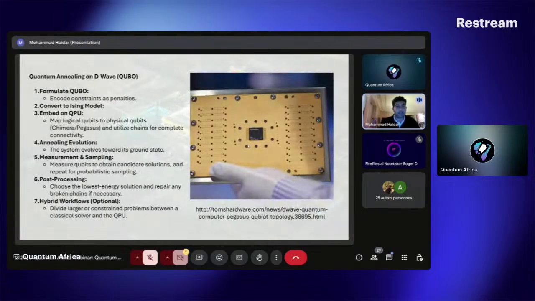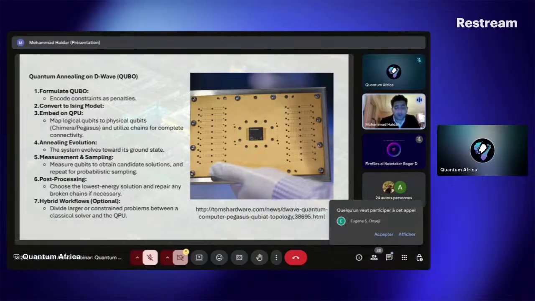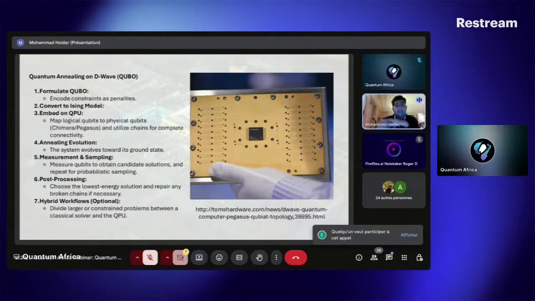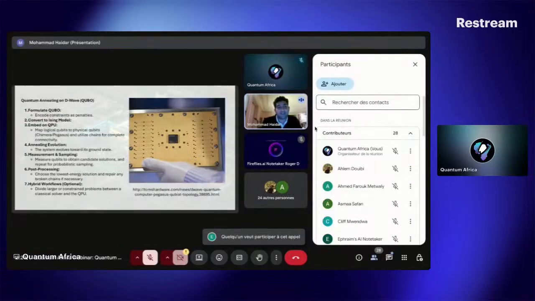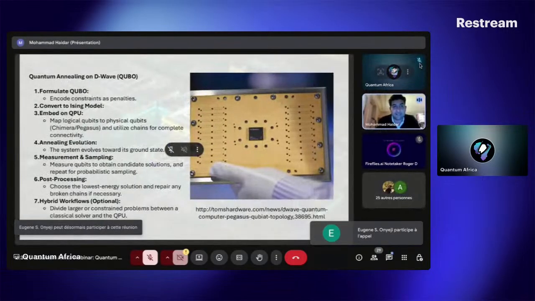So D-Wave, what they do exactly, they formulate the QUBO and encode the constraints as penalties. Here we have to convert it to the Ising model, as I said, and then there are different types of chips, as you see here on the right. There is Chimera and there is Pegasus, and this is what they are currently using. If you click on it, you'll see they use these types of chain connectivity for the qubits. In fact, they use the principle of annealing, as explained, to go slowly over time in order to reach the ground state.